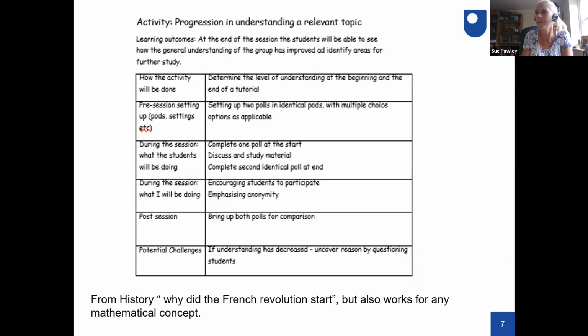Right, so this one came from a history lecture. And basically it's just a very simple thing. Set up a poll at the beginning of the lecture or tutorial section, and just try and gauge what the students' understanding is to start with. Give your best effort to describe and pass on your mathematical concept, and then ask them at the end if they understand any more of it. Hopefully the understanding will have increased, but if it's decreased, then you need to try something else.